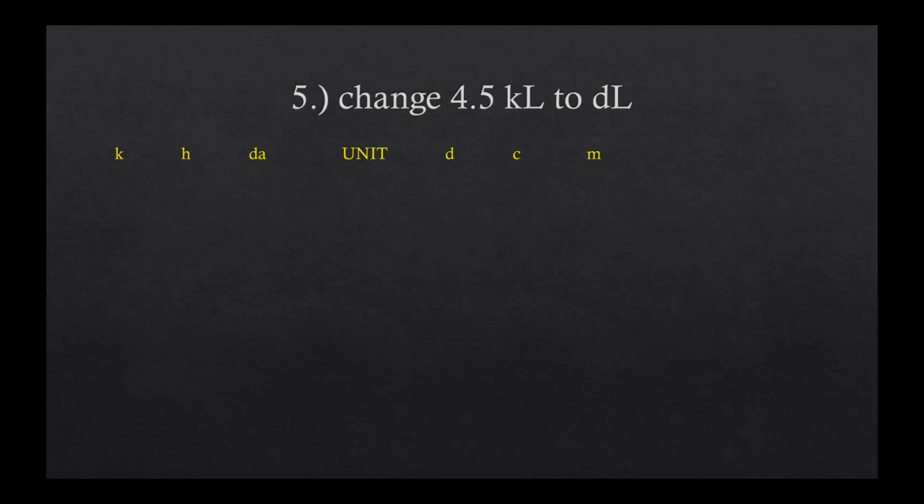And our answer is 45,000 deciliters, which is correct. Because we start at kiloliters, which is here, I need to move to the right 1, 2, 3, 4 places. So if you move your decimal right 4, 1, 2, 3, 4, you add 3 zeros, and 45,000 it is.